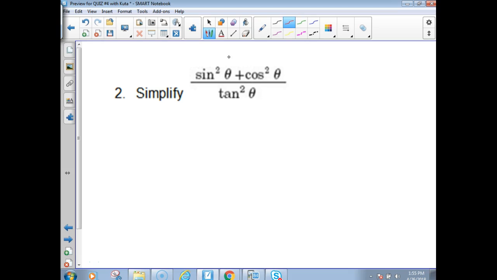Number 2, simplify this. You better know what sine squared plus cosine squared equals. So this is 1 over the tangent squared, and then you would simplify that to the secant squared theta.